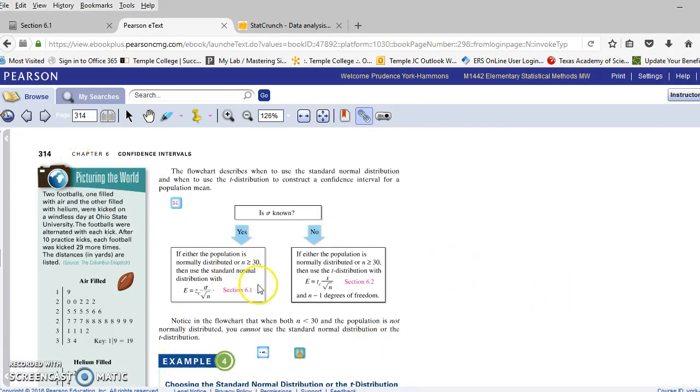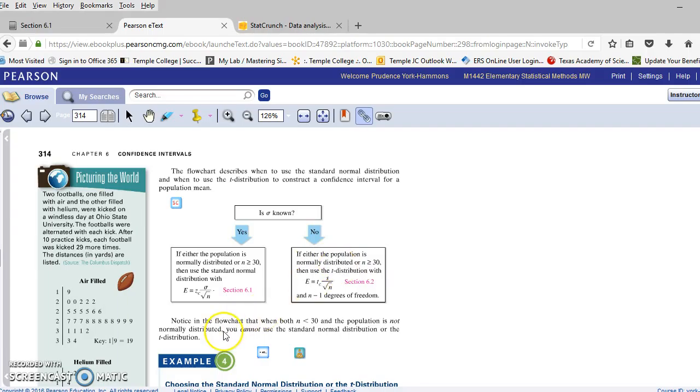I did want to bring your attention to a flow chart on page 314 of your e-text. It's about using the t-distribution as opposed to the standard normal distribution. It asks you, is sigma known? Is the population standard deviation known? If you do know it, like we did in section 6.1, if the population is normally distributed or n is greater than 30, then we can use the standard normal distribution so that we can use critical values of z. So we would run the z statistics. If you don't know sigma, then either the population must be normally distributed or your n must be greater than or equal to 30. So it's important that they tell us the population is normally distributed for some of these problems.